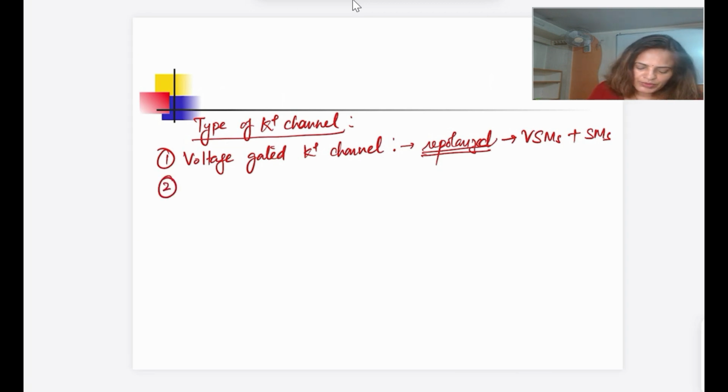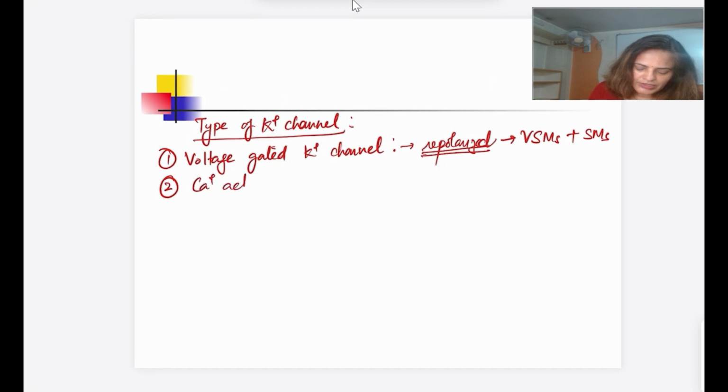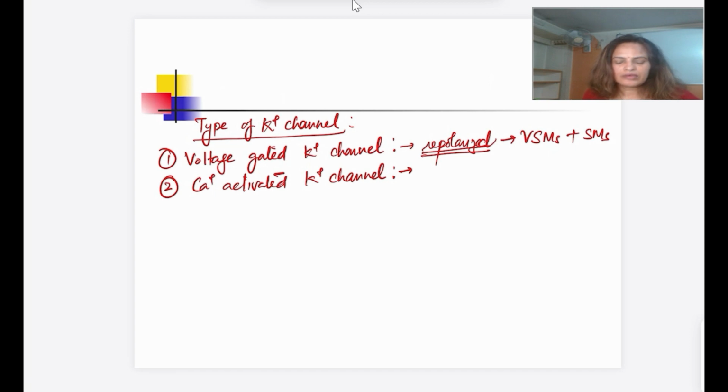Then number 2, calcium activated potassium channel. This is opened when there is increased intracellular calcium ion within the cell. With the increased intracellular calcium ion, there is opening of the potassium channel, and potassium will come out from the cell. Suppose this is the cell, the calcium will move inside and this is going to cause the opening of this channel and potassium will move out, and this also helps in the repolarization.